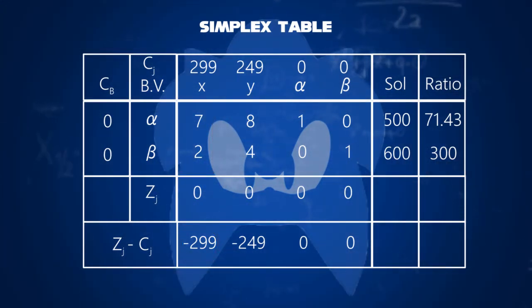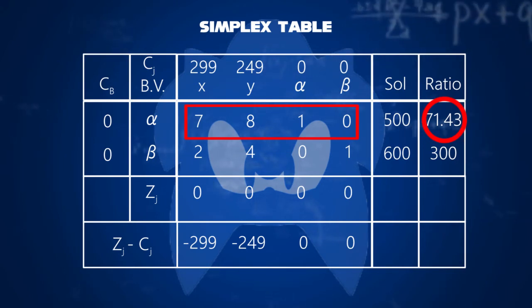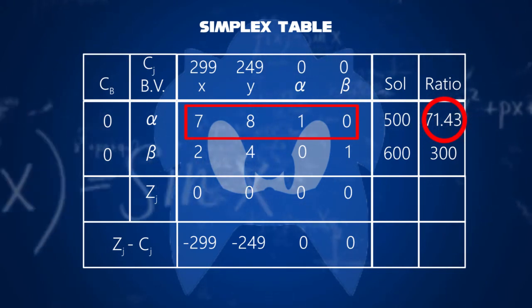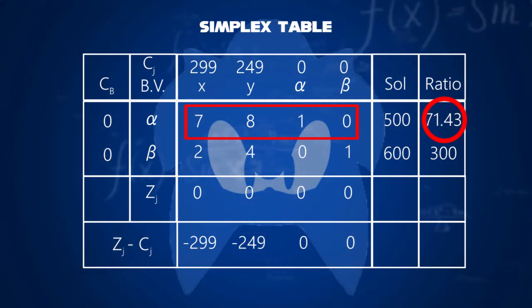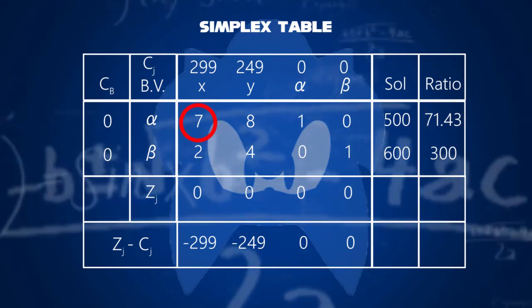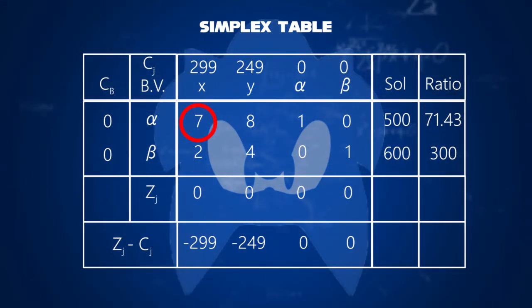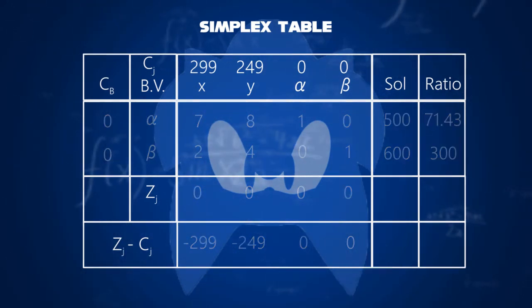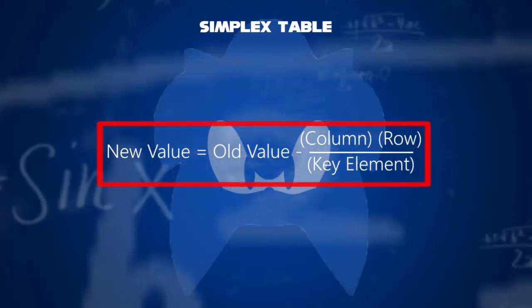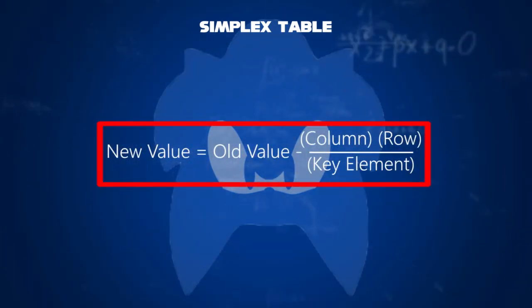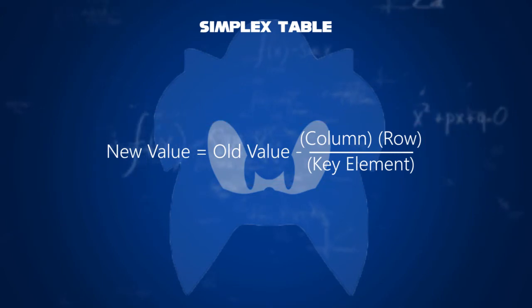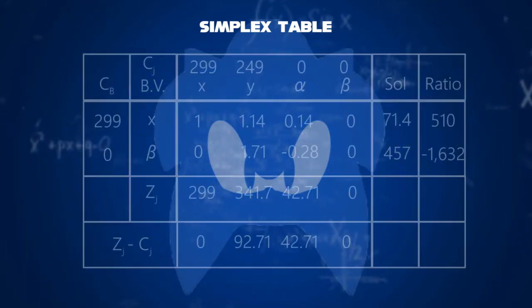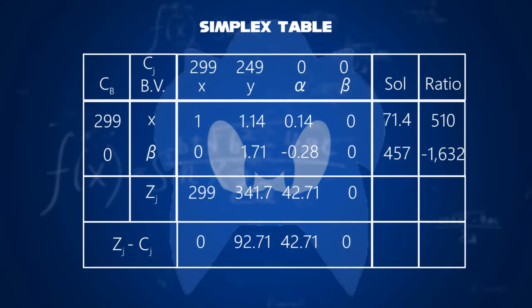The minimum ratio obtained is 71.43. Its row values are 7, 8, 1, and 0. The key element is obtained as 7. To obtain the new values, the old values are 2, 4, 0, and 1. Then we start with the new formula: new value equals old value minus the column multiplied by the row, divided by the key element. If you solve each and every element, you'll get a new table.